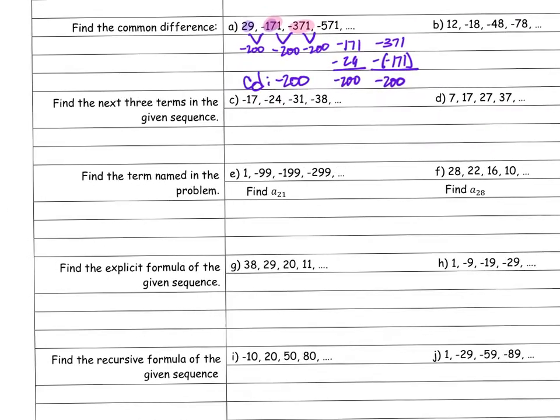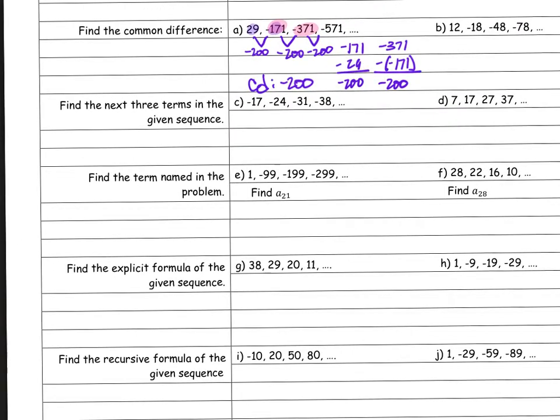Okay. The next one says find the next 3 terms in the given sequence. Well, in order to do that, I need to know what my common ratio or difference is. So let's look. What's my difference here, here, and here? Well, I've got negative 24 minus a negative 17, and that gives me negative 7. And then I've got negative 31 minus a negative 24, which is also negative 7. And the difference between 31 and 38 is 7. So my common ratio is negative 7.